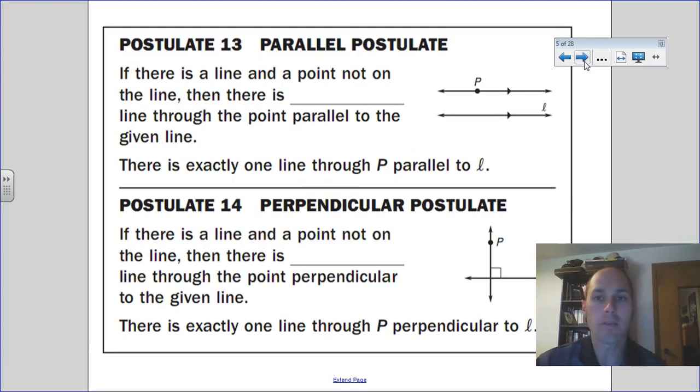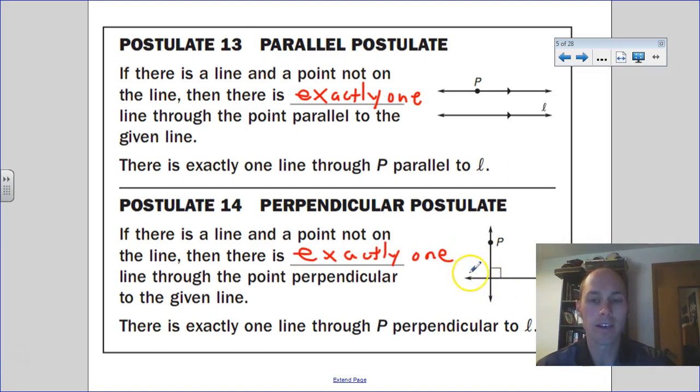All right, so the parallel postulate. If there's a line and a point not on the line, then there's exactly one line through the point parallel to that given line. There's only one line that we can have parallel through a certain point. If there's a line and a point not on the line, then there's exactly one line through the point perpendicular to the given line. So if I've got line L here, there's only one line that can go through point P and be perpendicular.